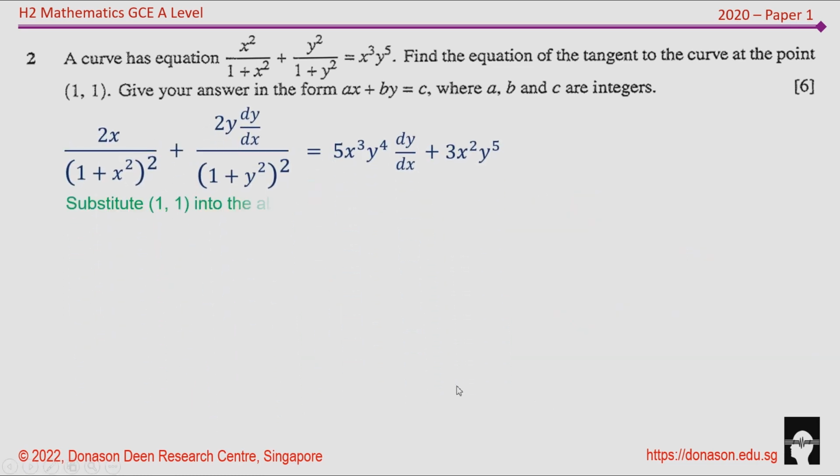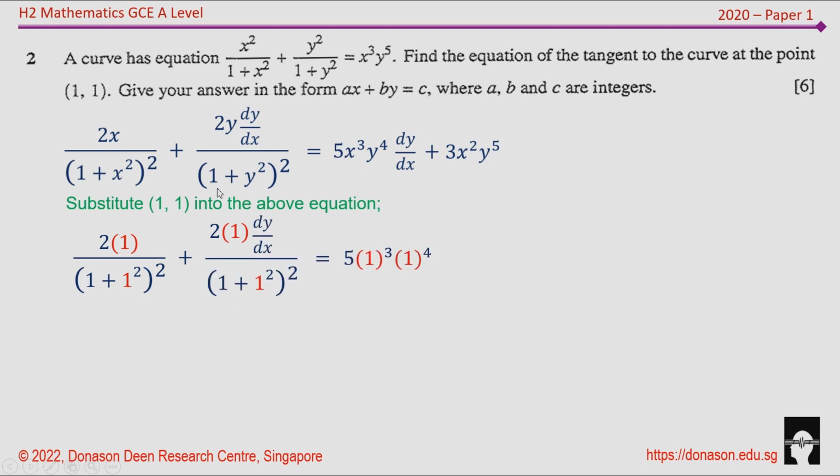Now let us substitute the value of 1, 1, because the curve actually passes through the point 1, 1, and that's where we are interested to find the equation of the tangent. So we could just replace the x coordinates with 1 and the y coordinates with 1 as well. So if I substitute 2 times 1 over 1 plus 1 squared, that's what I have here, and then 2 times 1 dy dx divided by 1 plus y squared also, which is of course the value of y is a 1, so it's 1 squared, squared.